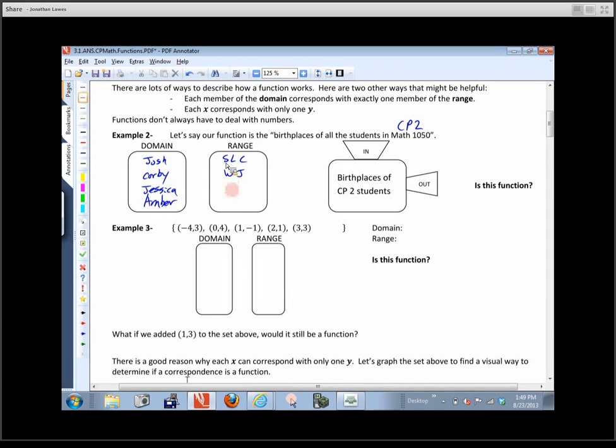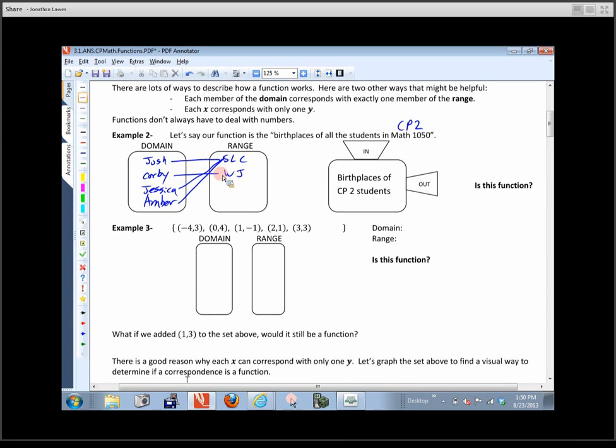This is totally okay. Josh corresponds to Salt Lake. Corby corresponds to West Jordan. Jessica, I'm going to draw a line here. This is called a mapping. Jessica corresponds to Salt Lake, and so does Amber. Now, is this a function?